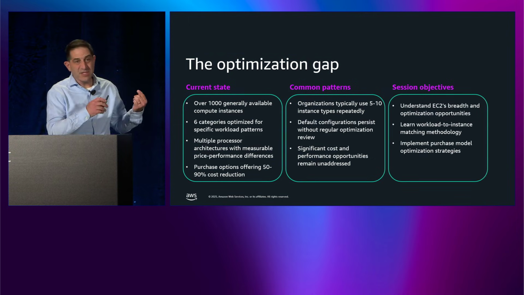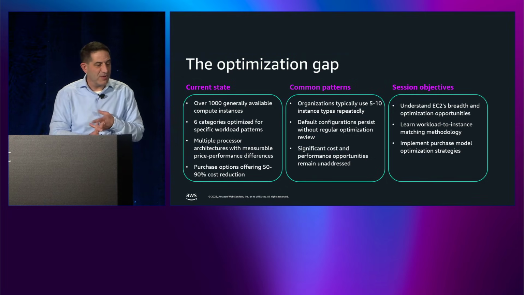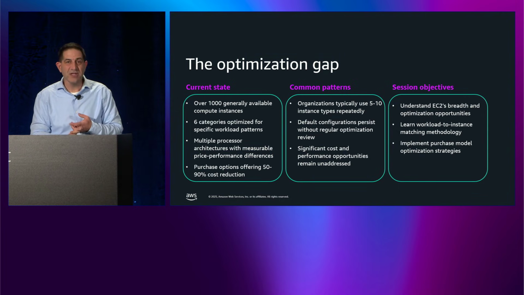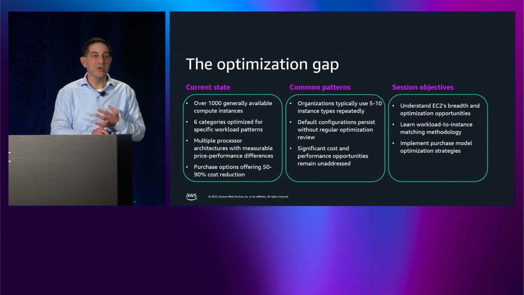So the session objectives here, right? We want to talk and understand EC2's breadth and optimization opportunities. We'll talk about learning workload to instance matching methodologies, and we'll talk about implementing purchase model organization strategies.